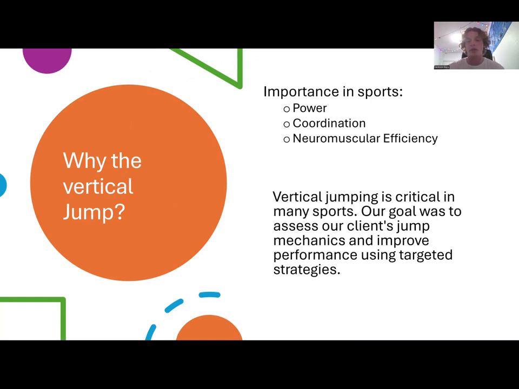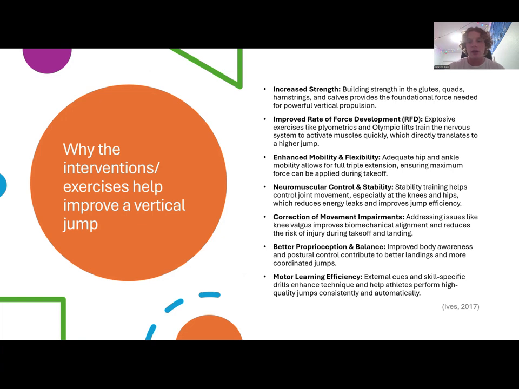Vertical jump is critical in many sports, and our goal was to assess our client's jump mechanics and improve the performance using targeted strategies. It's very helpful to use interventions to assist him in his vertical jump.